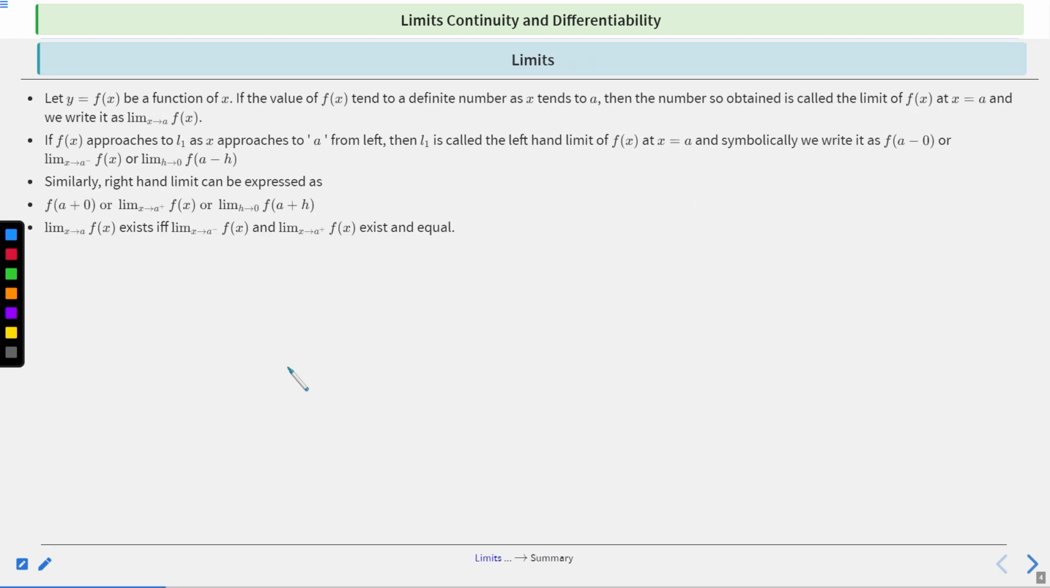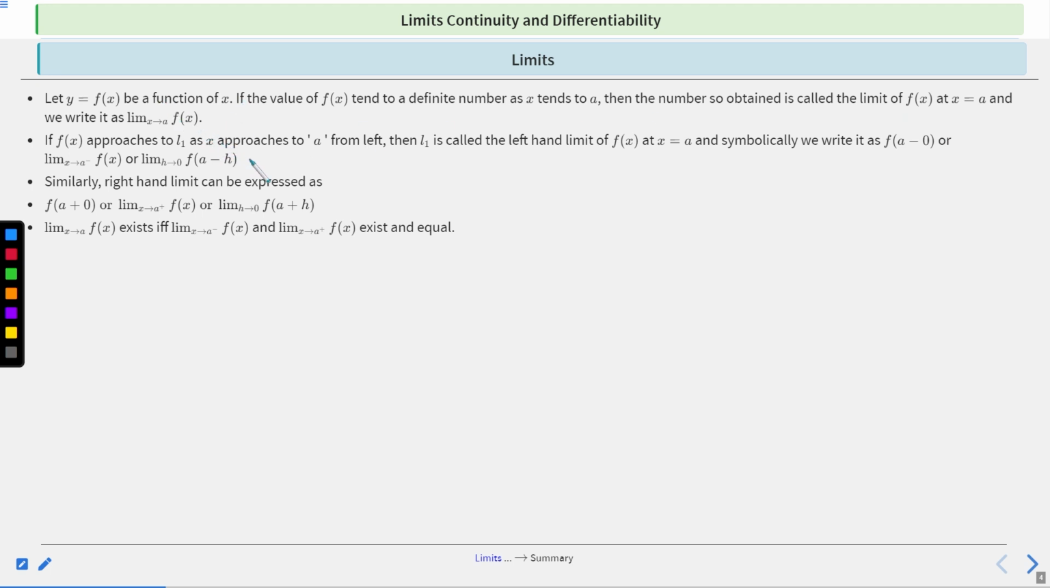Let y equal to f(x) be a function of x. If the value of f(x) tends to a definite number as x tends to a, then the number so obtained is called the limit of f(x) at x equal to a, and we write it as limit x tending to a f(x).